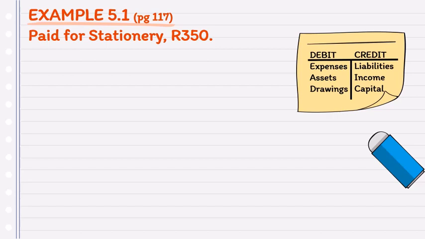Next example, you would have seen we skipped 4.2. There's a very good reason for that. We'll come back to that later.